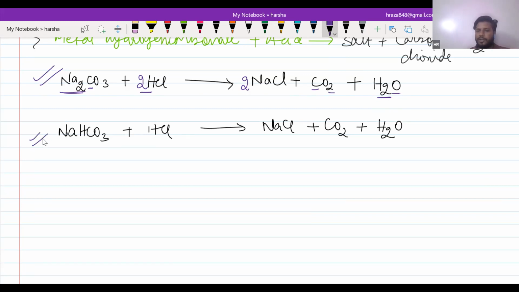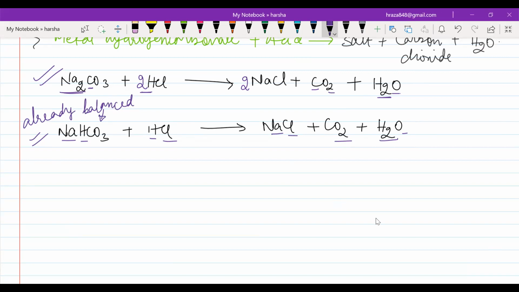What about this? Is it balanced or do you need to balance it? Sir, I think we need to balance it. See, one sodium, one chlorine, 1 plus 1, 2 hydrogen on the left hand side, 2 hydrogen on the right hand side. Oxygen is 3 on the left hand side, oxygen is 2 plus 1, 3. Already balanced. Yes or no, Azan? Yes, sir. It is already balanced. Abdullah, are you there? Yes, sir.